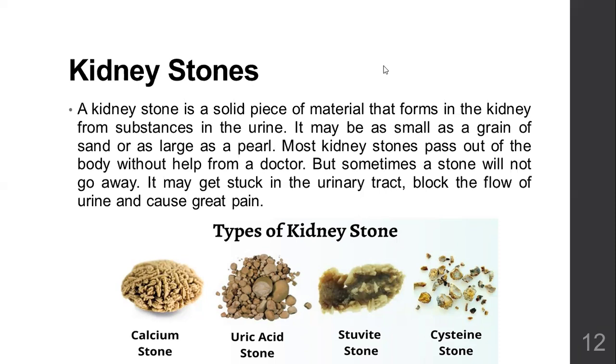Then you have cystine stone, and this is also a hereditary condition in which you pass too much cystine through your urine, called cystinuria. That's a hereditary condition, and that causes kidneys to excrete too much of this specific amino acid called cystine. Cystine is an amino acid.